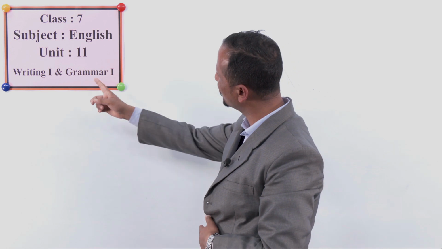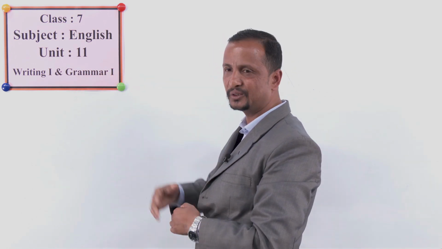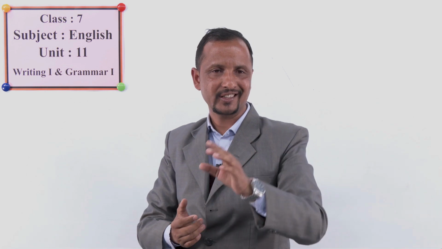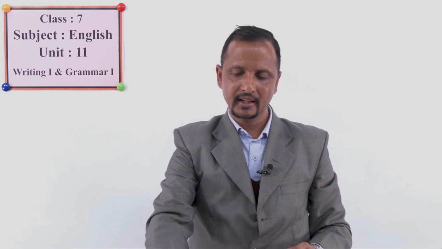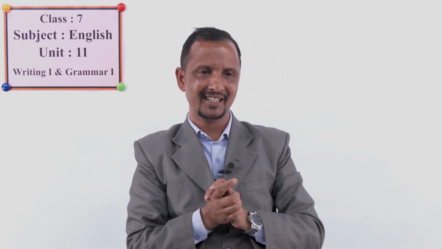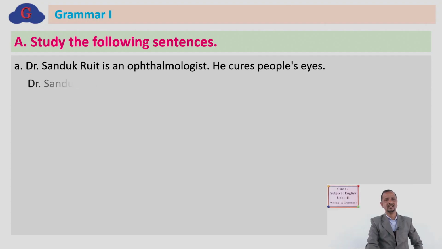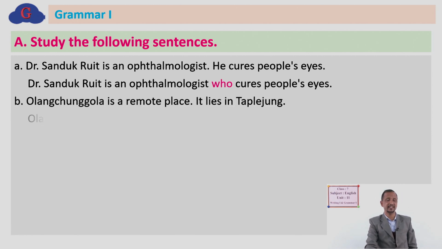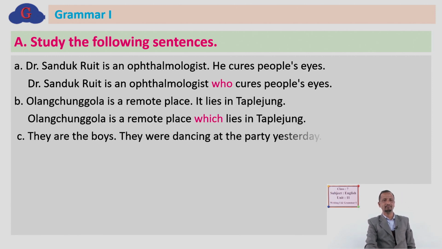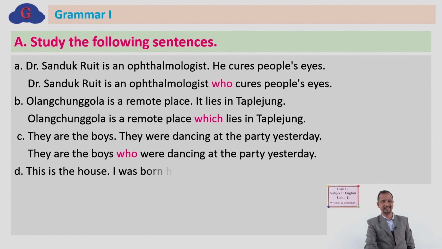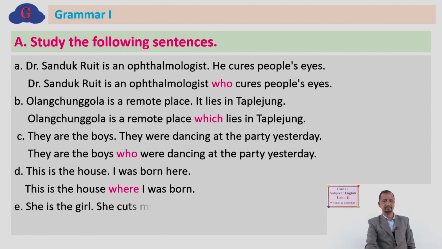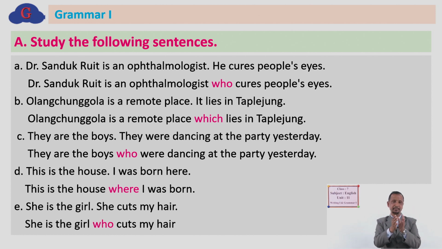Today's class, I already told you, is Grammar 1, and we have to deal with this. Dear students, you can go to page number 111. Now, grammar point. Study the following sentences. Go through the sentences up to E number. You can see them in your book also.